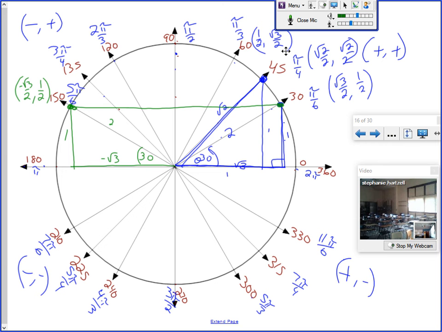The adjacent is my x value. That's why my cosine value is negative. Oh, you can just, if needed, write it in simplified radical form. So in case you need to write it in simplified radical form. Okay. If it didn't work out like that.